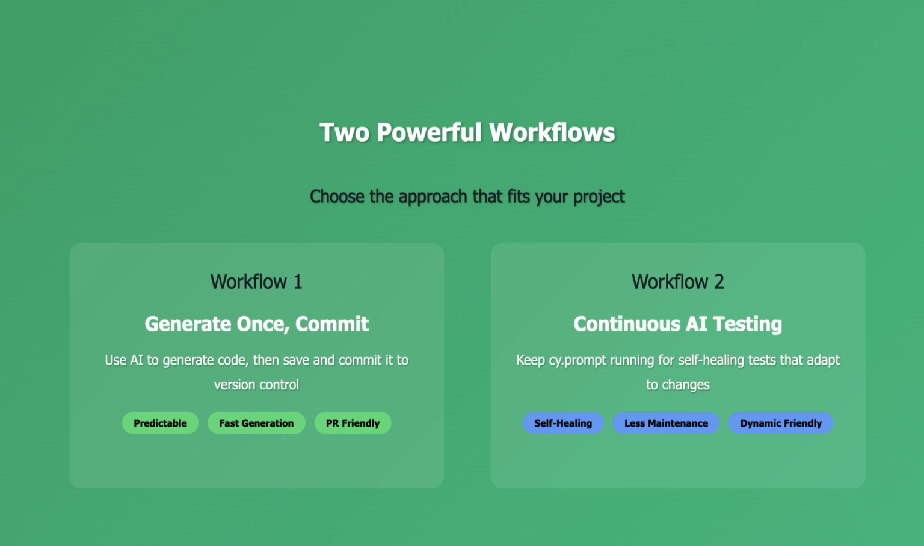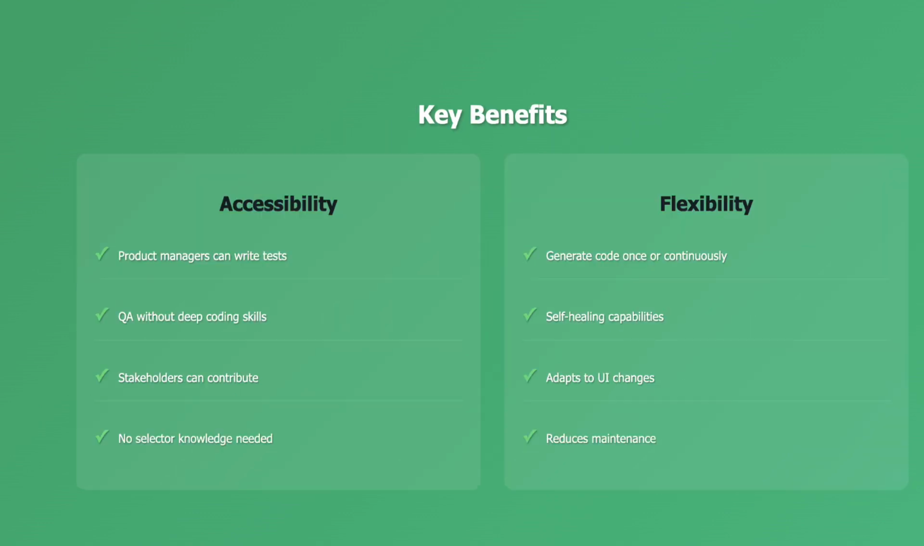Or the second workflow is where you keep cy.prompt running continuously in your test. This enables self-healing capabilities. That means your test automatically adapts whenever there is any change in the future, which reduces the maintenance overhead. So with cy.prompt, not only QAs, but your product managers or anyone who is non-technical can also contribute to your test.